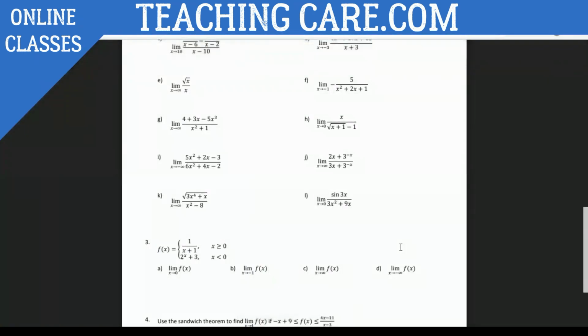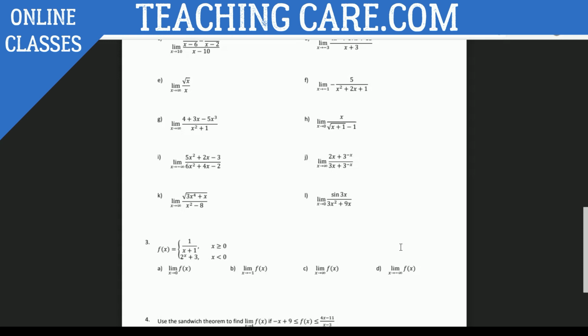For 3, f of x is given. It is a piecewise function, and you need to find the limit as x approaches 0 of f of x. As x goes to 0, it's going to be 1. Does not exist for D and E. For B, it's going to be 7 over 2. Next, as it approaches infinity, it's just going to be positive infinity.